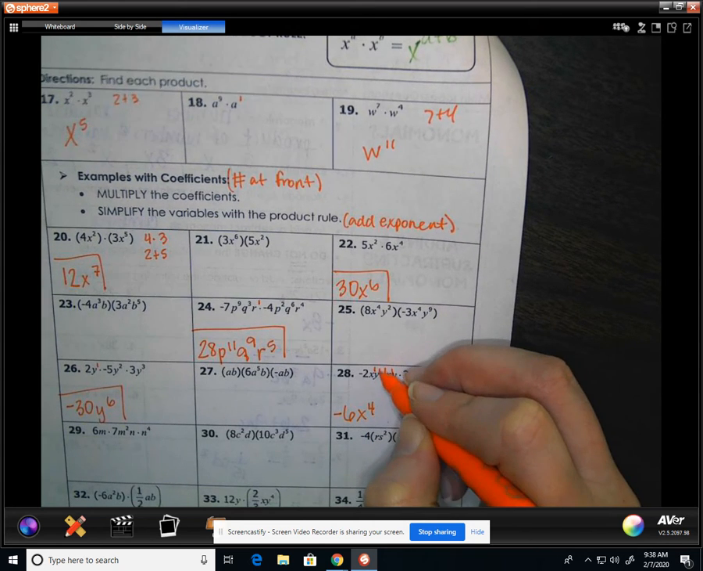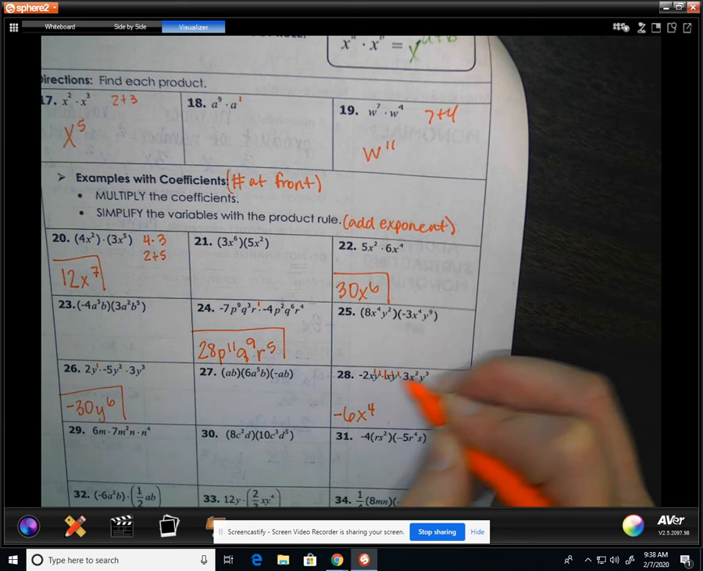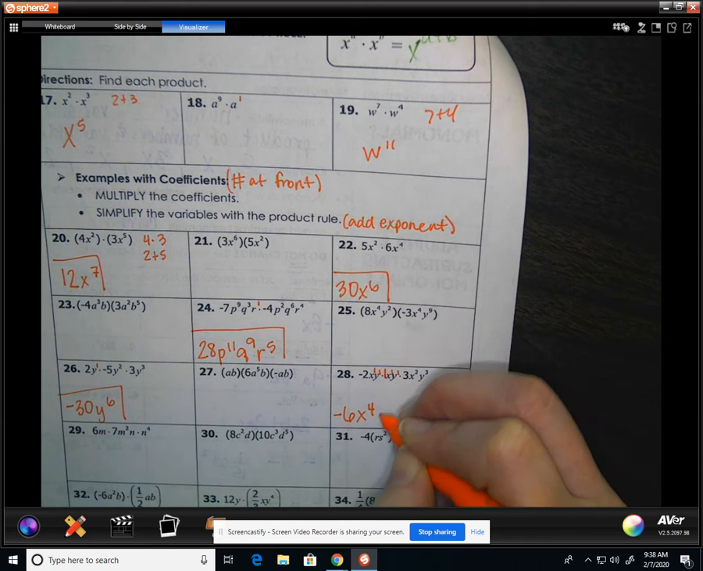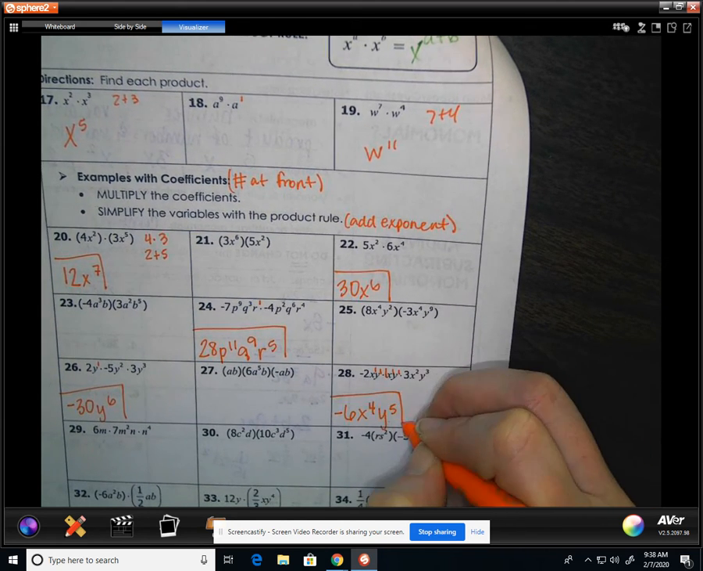For my y's, I have a 1, and a 3. 1 plus 1 is 2, and 2 plus 3 is 5. So -6x to the 4th y to the 5th.